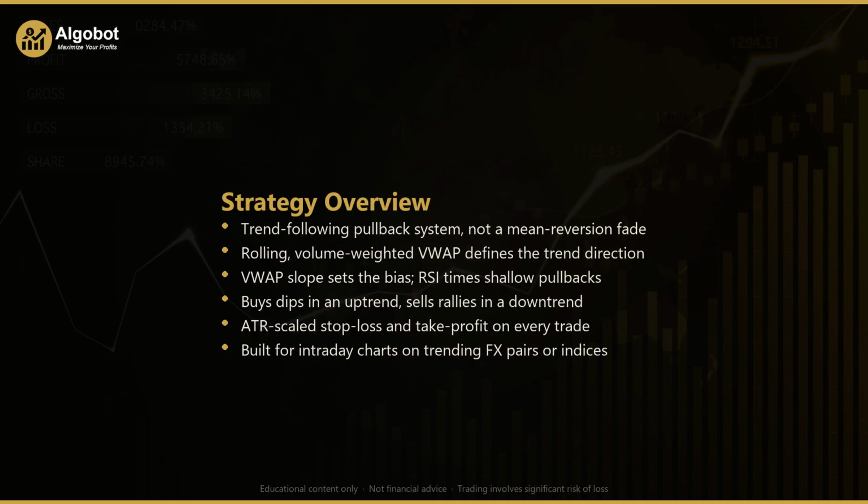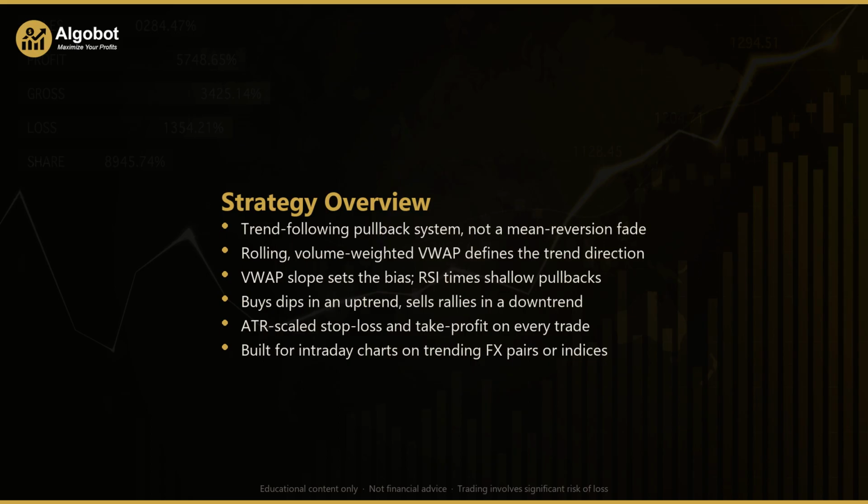The engine builds a rolling, volume-weighted Vwap over the last 30 bars by default, using each bar's typical price weighted by its volume. Vwap is one of the reference lines that many institutional desks watch throughout the session, so it gives us a sense of where the average traded value sits.